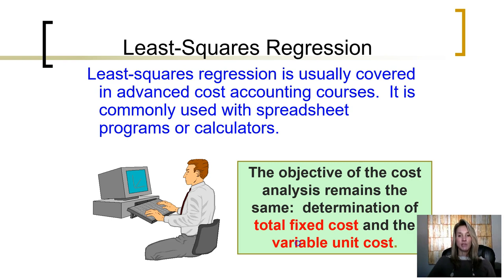The objective of using the least squares regression is the same: to put in a series of data points, and the software, using statistical analysis, determines the total fixed cost and the total variable cost for that cost, creating a linear equation similar to the High-Low method and the scatter diagram. However, least squares regression is the most accurate of all because it is able to statistically analyze how accurate the linear equation is at predicting the variable and fixed portions of a cost.